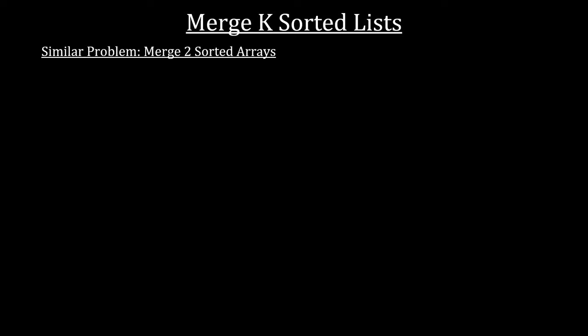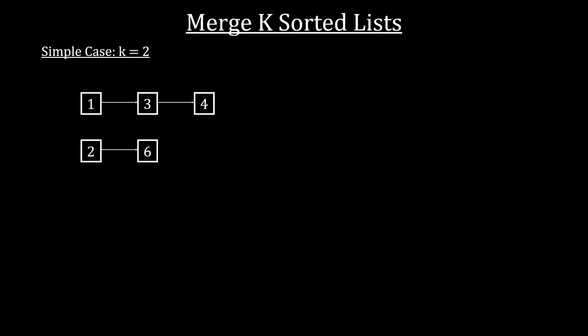So, we will first start with a simple case, where k equals 2. Let's say we have these 2 linked lists. How can we adapt the solution from the problem with arrays to this problem? Well, instead of using 2 indices, integer variables, to traverse the 2 arrays, we are now going to use 2 list node variables. And we already have them. They are list 0, which points at the head of the first list, and list 1, which points at the head of the second list.